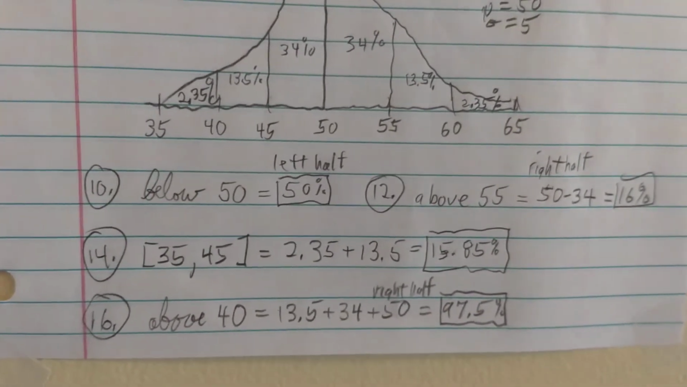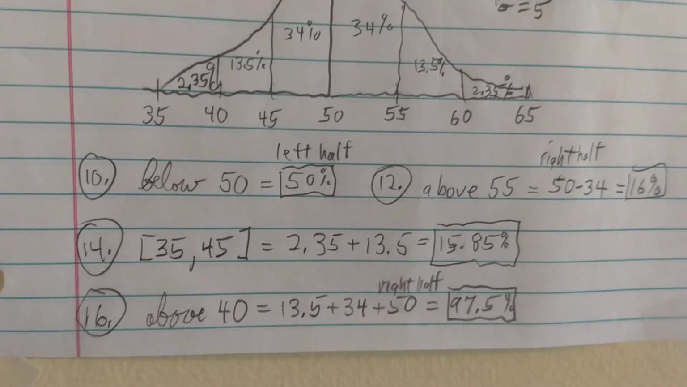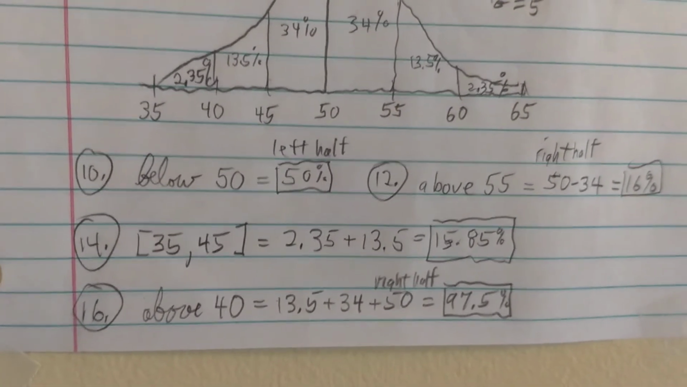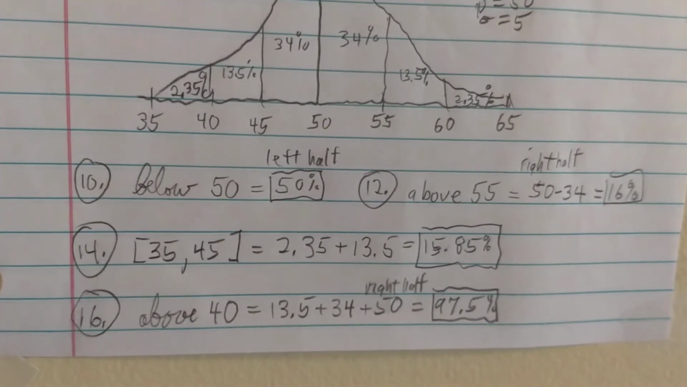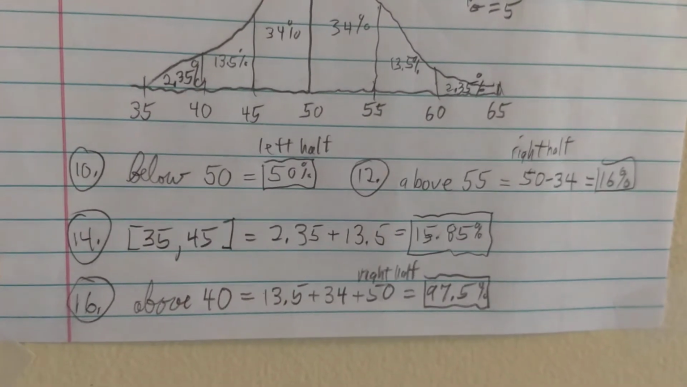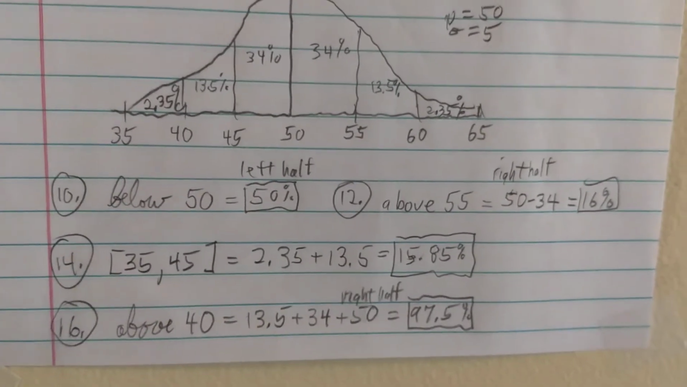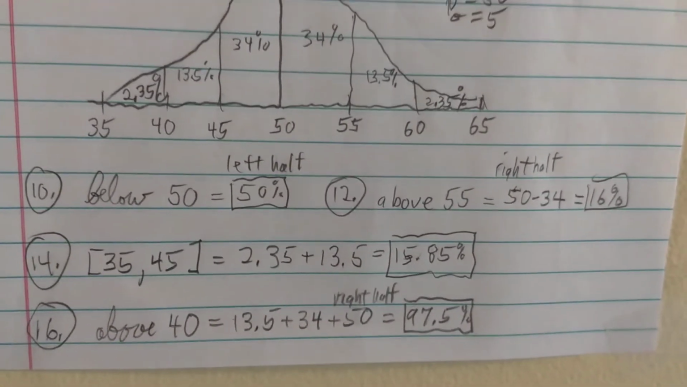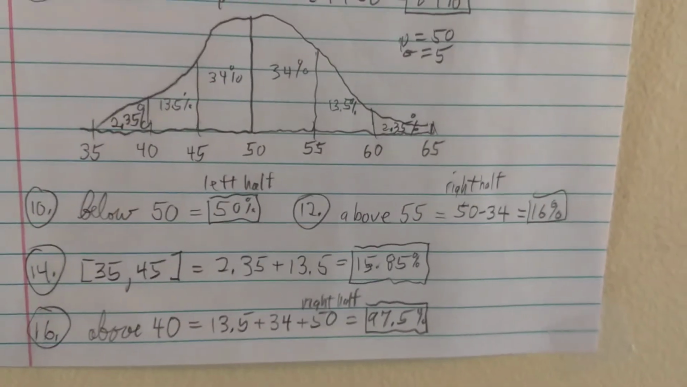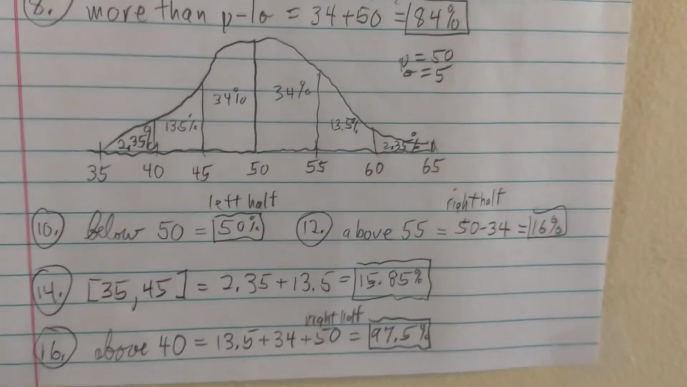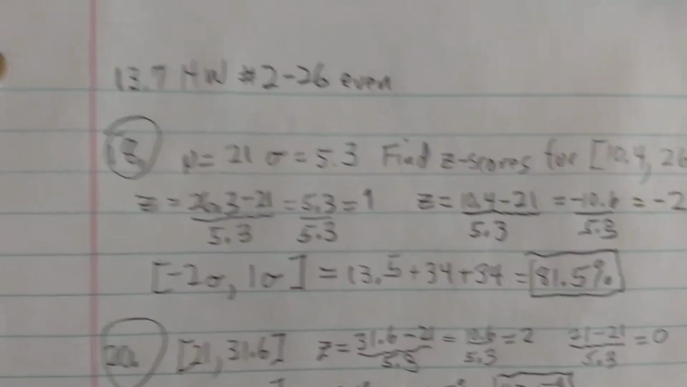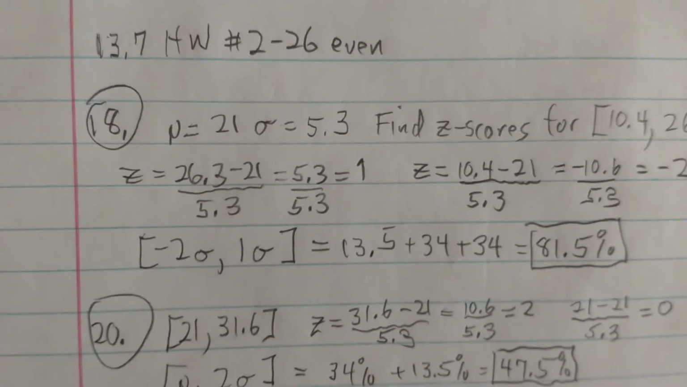Now above 40 is above mean minus 2 standard deviations. So on the leftmost one between 40 and 45 is 13.5, then next is 34, then next is the whole right half. So that all adds up to 97.5. Okay, now we're going to start doing some z-scores.